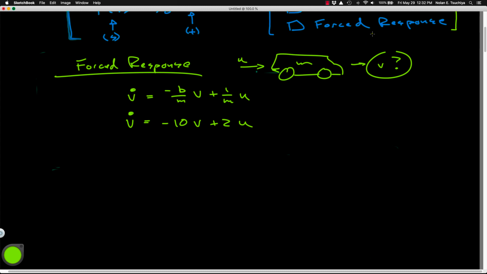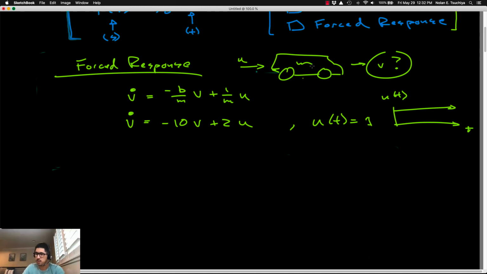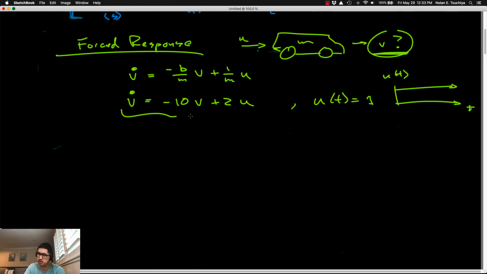Let's also say that u of t is equal to 1. It's a constant value of time. So we get into the car and we apply a constant input. Right? So basically that's just like flooring the gas pedal. And what we want to do is find v. Right? But instead of recalling how to solve this differential equation, I can use the Laplace transform and make things a lot simpler.